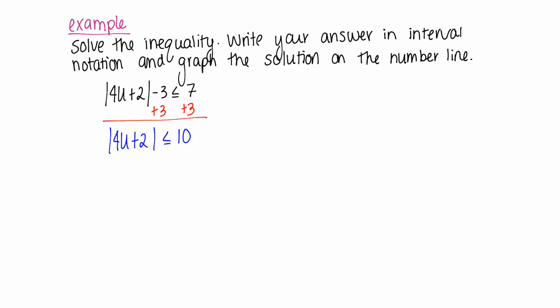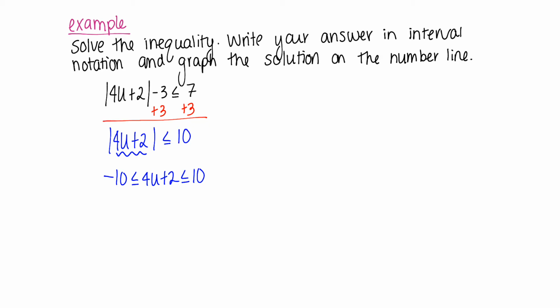And this is a less than sign. If you have a less than sign, you're going to sandwich between negative 10 and positive 10. And you're sandwiching all of the stuff in the center. So we have negative 10 less than or equal to 4u plus 2 less than or equal to positive 10. I have underlines on these because the original had the underlines. And notice that I kept everything in the center the same.